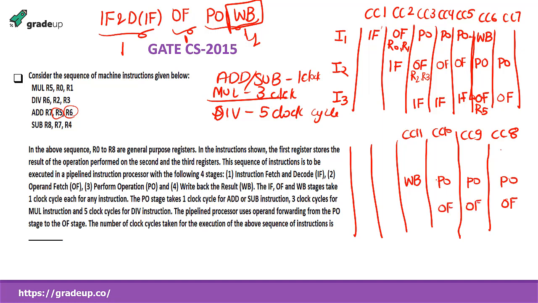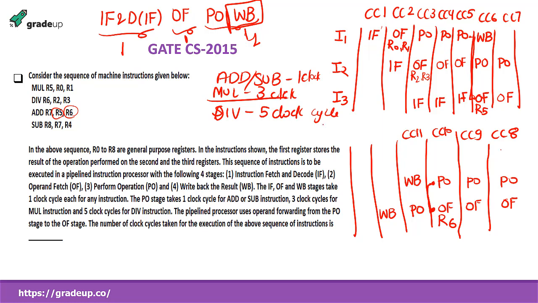And at the end of this PO stage, this will forward the operand to the OF stage over here. And what am I going to do? I am going to perform the operation now. Here R6 is read due to operand forwarding. In the next clock cycle, what am I going to do? Perform the operation and then write back.